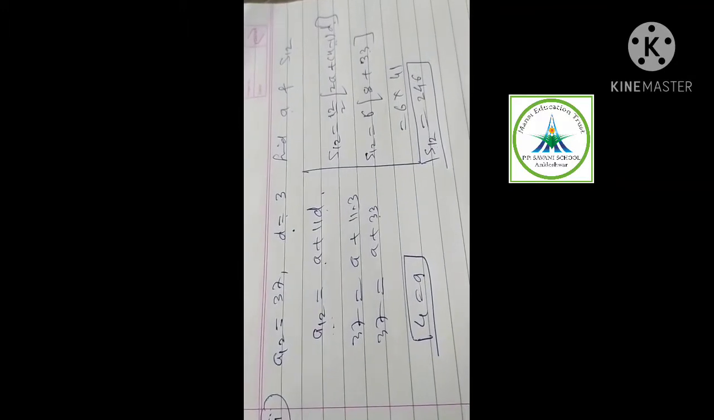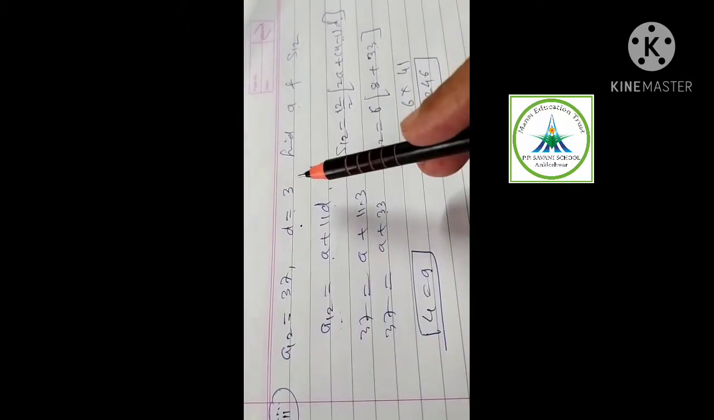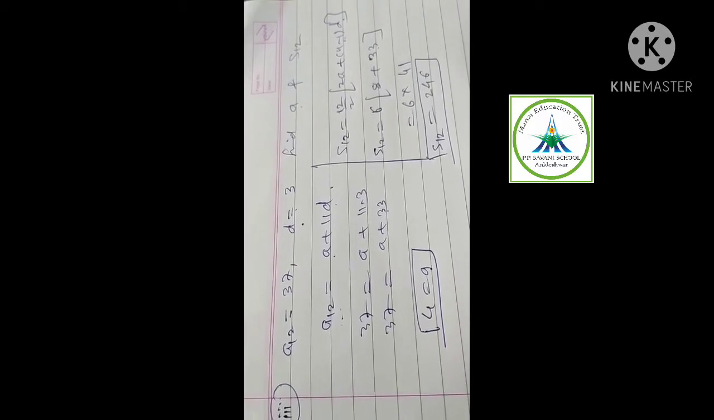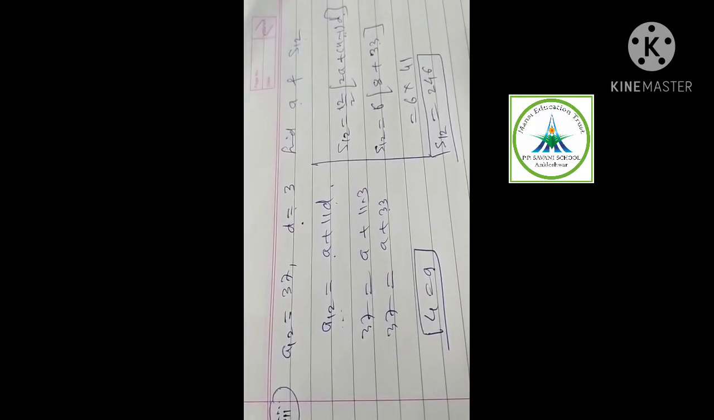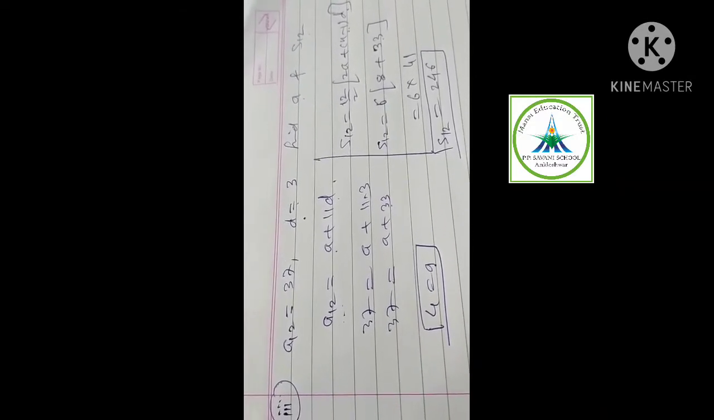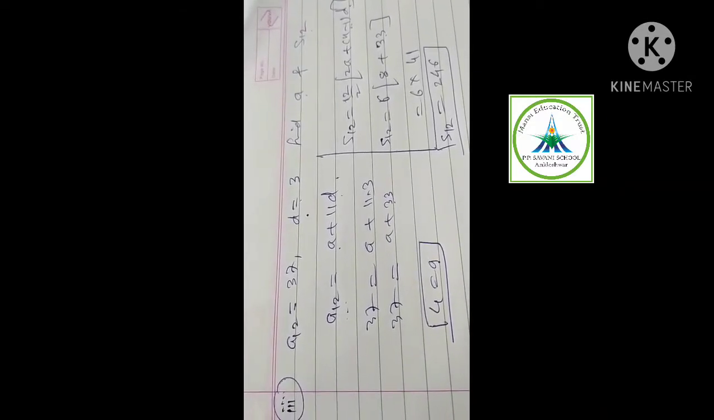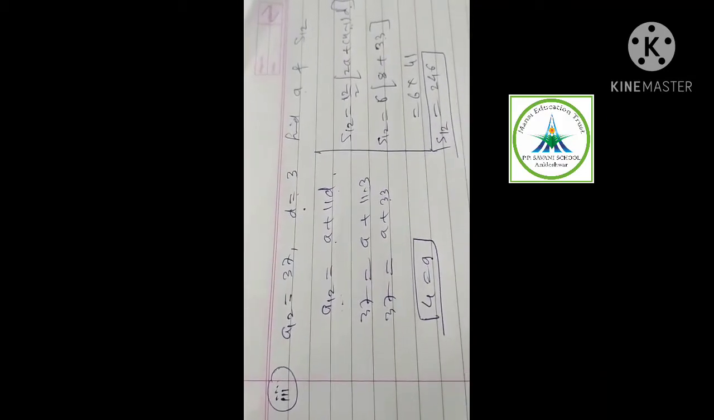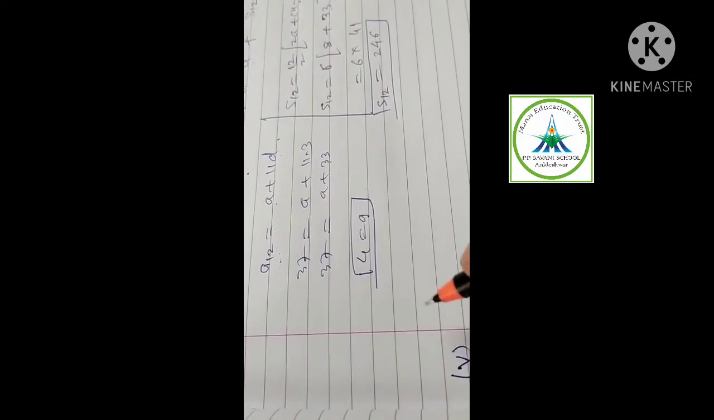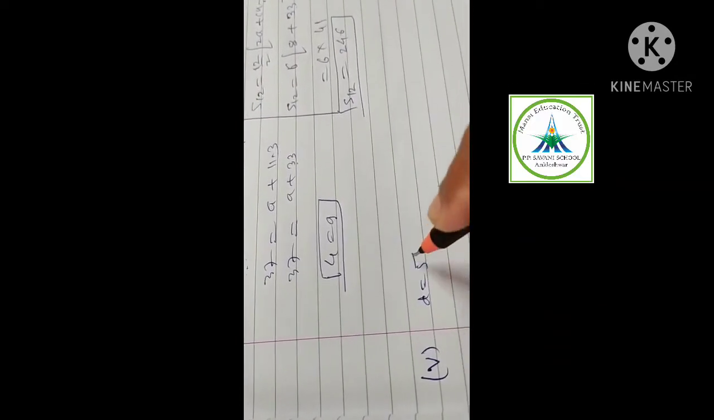Students, please remember, if any term is given and D is given, you can find the first term. And if you can find the first term, then you can find the sum of the terms up to that number. Okay, so that was S12. Now I am taking the fifth part. Please concentrate properly.